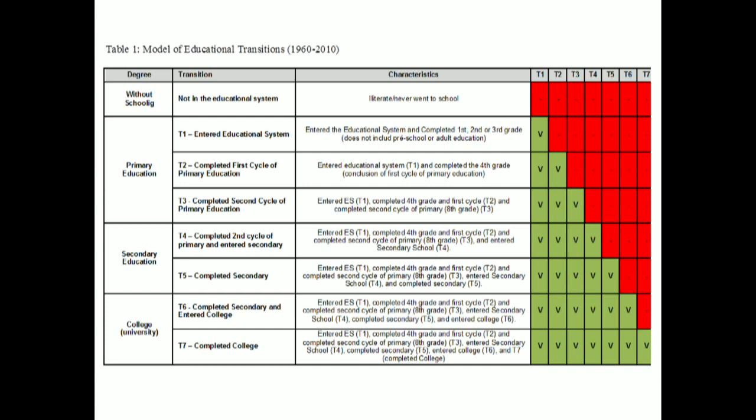The transitions are: first, entering the educational system; then completing the first cycle of primary education, 4 years of education, which was mandatory until 1971. After 1971, 8 years of education were mandatory. The third transition is completing the secondary cycle of primary education, then entering secondary education, completing secondary education, entering college, and completing college.